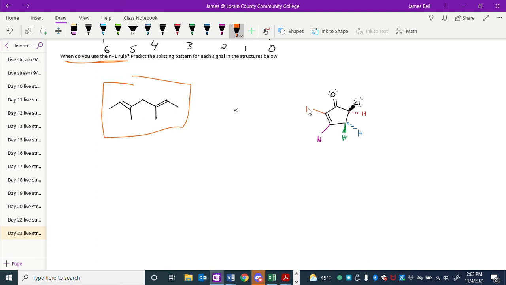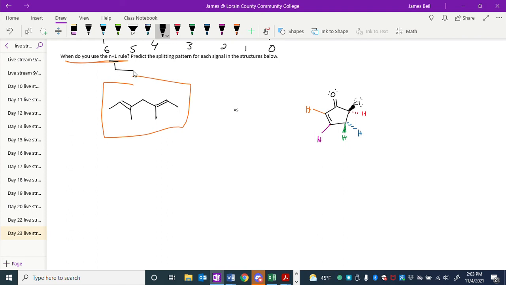I don't need a solid or a dashed wedge on an sp2 hybridized carbon because it's flat. So I've got 5 different colored protons here, 5 different signals, we said last time. So how do we predict the splitting patterns here? When can we use the n+1 rule and when can we not?